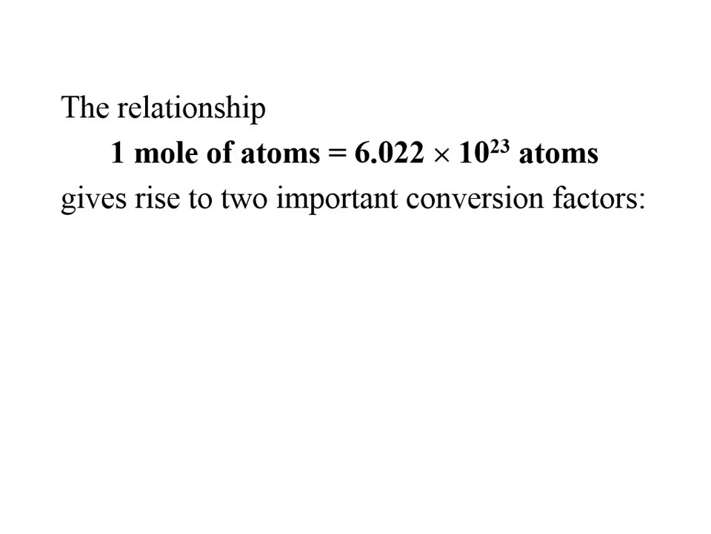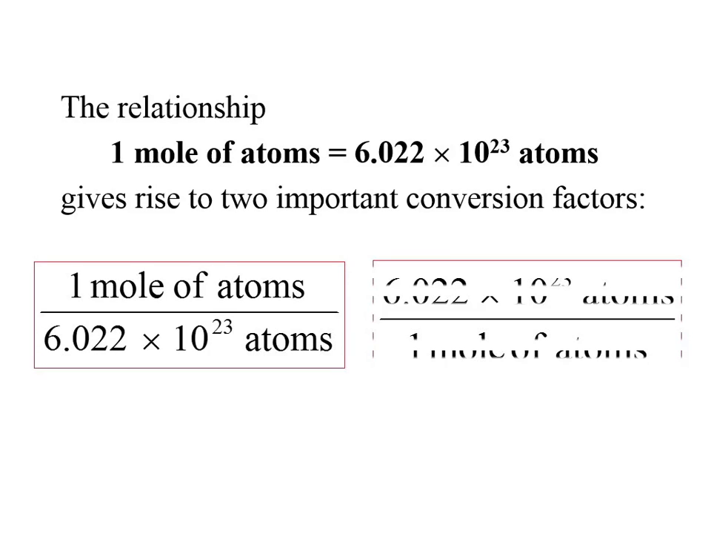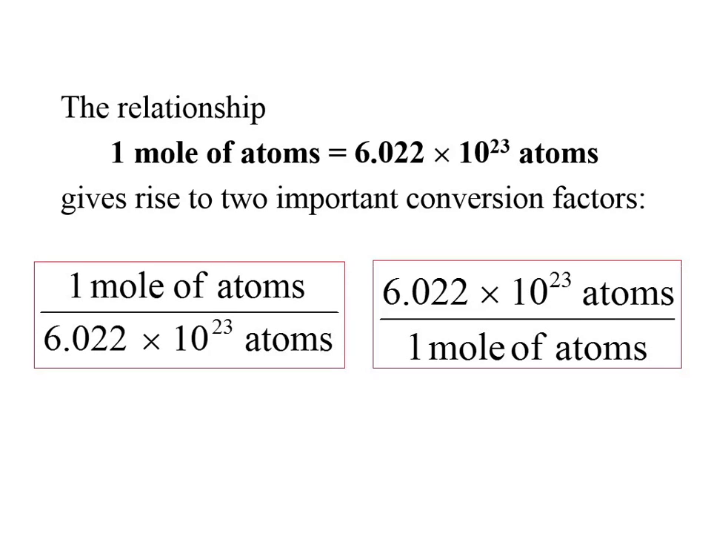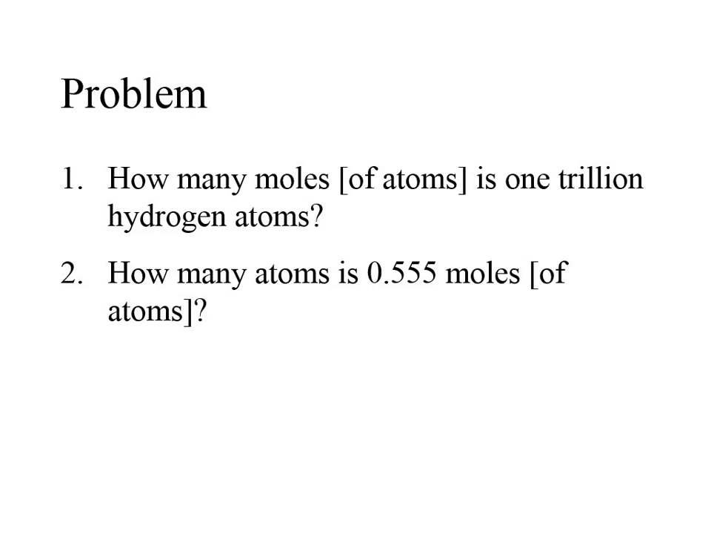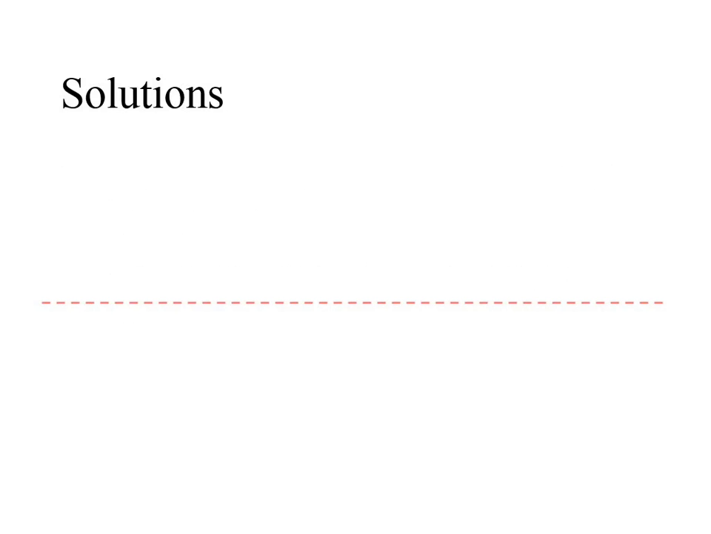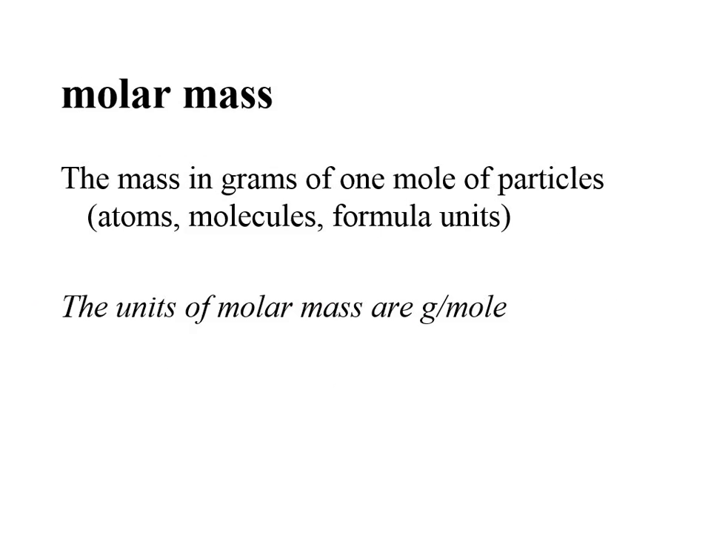Okay, so 1 mole of atoms is 6.022 times 10 to the 23rd atoms. Those are the two conversion factors. They are the flip of each other, right? And we did this problem. The first one is a what? Atoms to moles problem. And the second one is a moles to atoms problem. Yep, good deal. It's like deja vu.